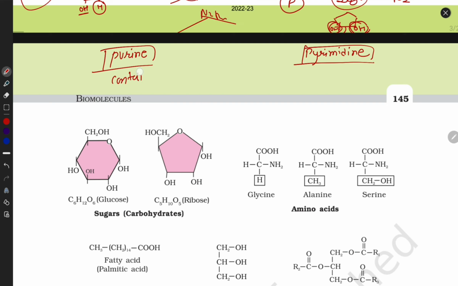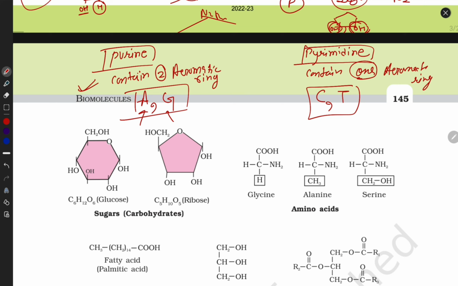Examples of purine are A and G, adenine and guanine. And the remaining, cytosine and thymine, are pyrimidines. Now, between these nitrogen bases, hydrogen bonding occurs.